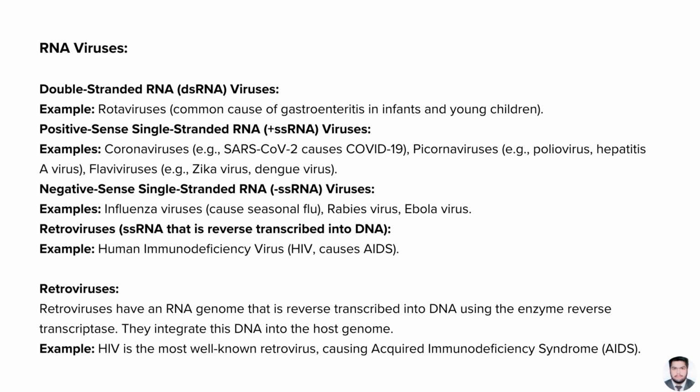Retroviruses. Example: human immunodeficiency virus, HIV, causes AIDS. Retroviruses have an RNA genome that is reverse transcribed into DNA using the enzyme reverse transcriptase. These integrate this DNA into the host genome. Example: HIV is the most well-known retrovirus causing acquired immunodeficiency syndrome, AIDS.